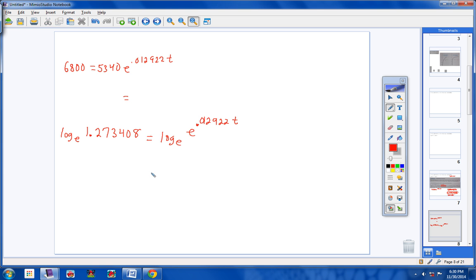Now, on the right side, this is easy. Whenever a base matches a base, the entire answer is your exponent, okay? So all of this will come down here. So 0.012922t. Over here, log base e of this is really the exact same thing as natural log of this. So with my calculator, I'm going to type in natural log of 1.273408.